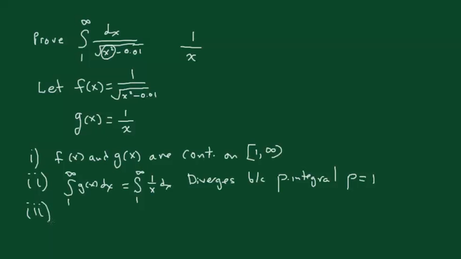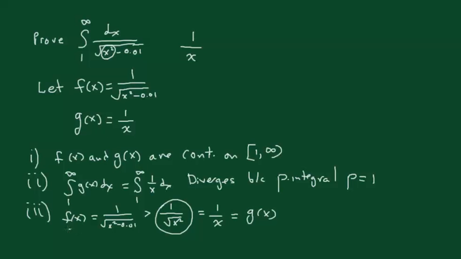Step 3, what we want to say here is that f of x, which is 1 over the square root of x squared minus 0.01. We ultimately want to show that this is always going to be bigger than g of x. Hopefully we can. Well, first off, I notice that this is definitely greater than this. See, the one on the right-hand side, this one here, is smaller because I made the denominator slightly bigger. And then this equals 1 over x, which equals g of x. So we've shown that f of x through this process is greater than g of x. So those are our three parts that we need.